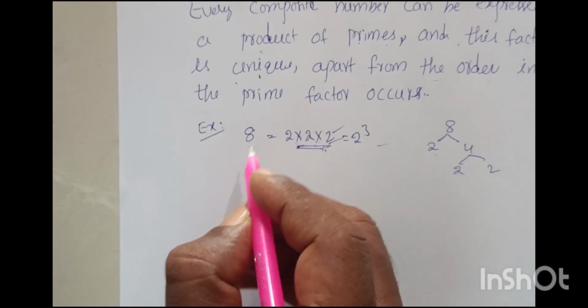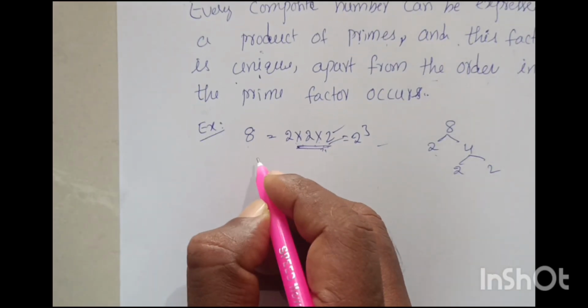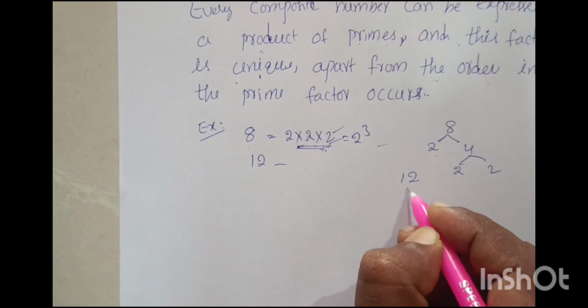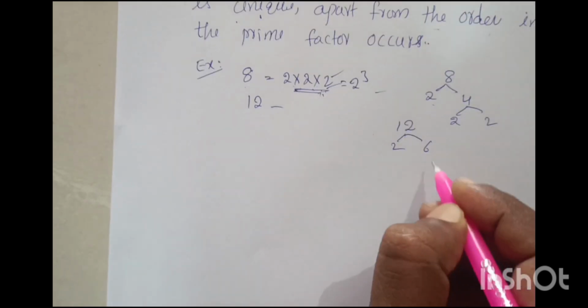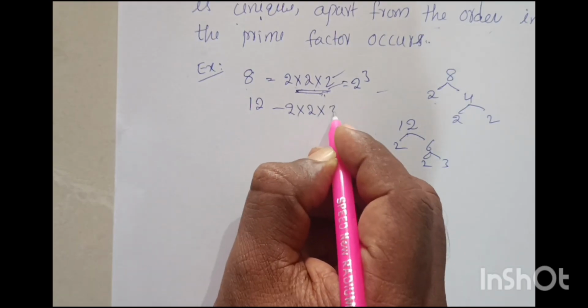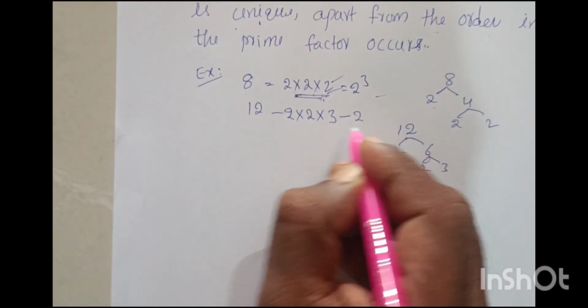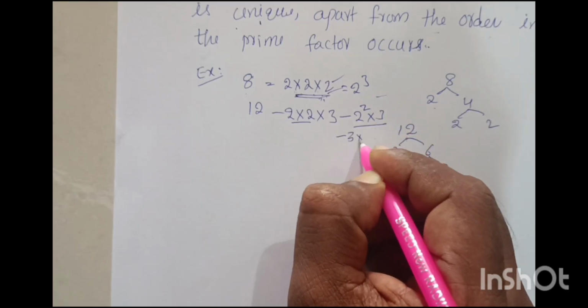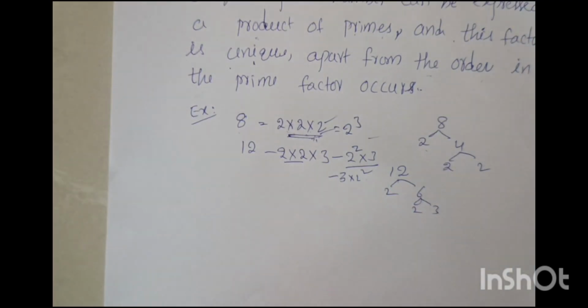So we can take another example, say 12. Suppose we take 12. 12 is 2 into 6, and 6 is 2 into 3, therefore we write the product of the primes as 2 into 2 into 3. So in exponential form, 2 squared into 3, or 3 into 2 squared. So the order is not mandatory.